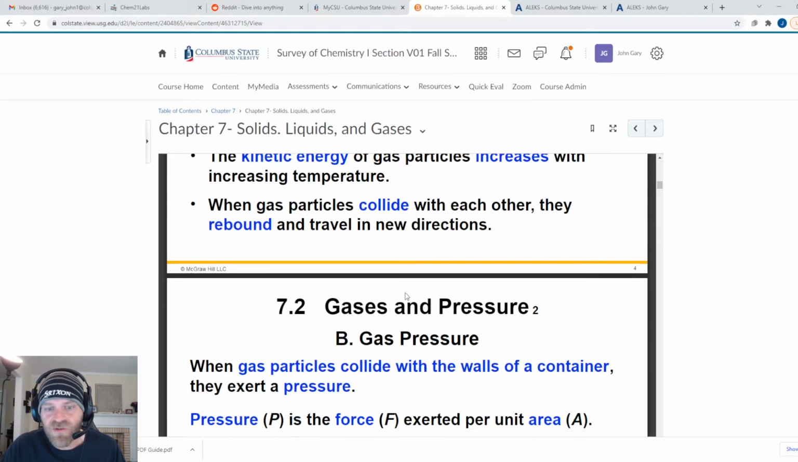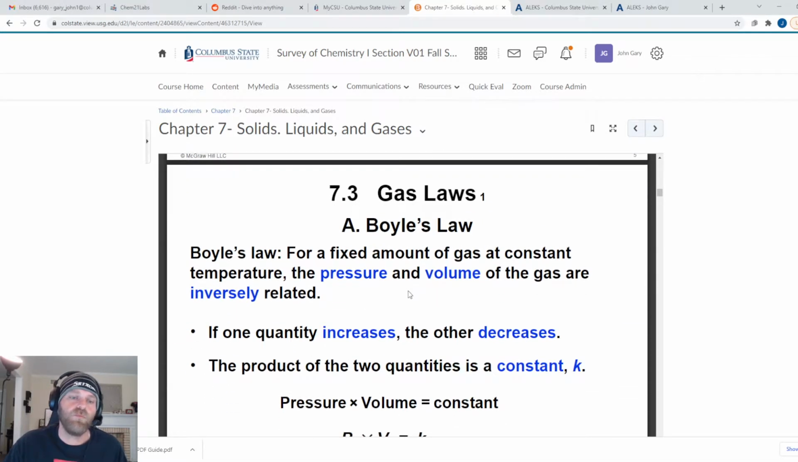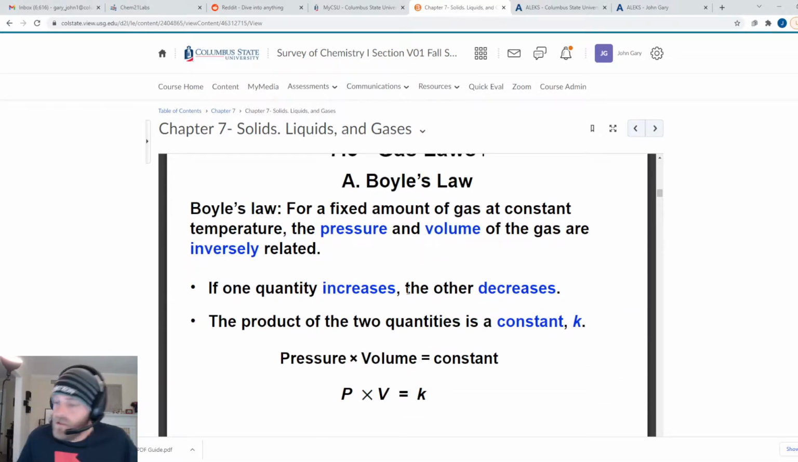Now let's talk about each one individually. All right, Boyle's law. Excuse me. Make sure y'all can see me. Boyle's law is something we use in diving. So I've done some scuba diving before, and Boyle's law.